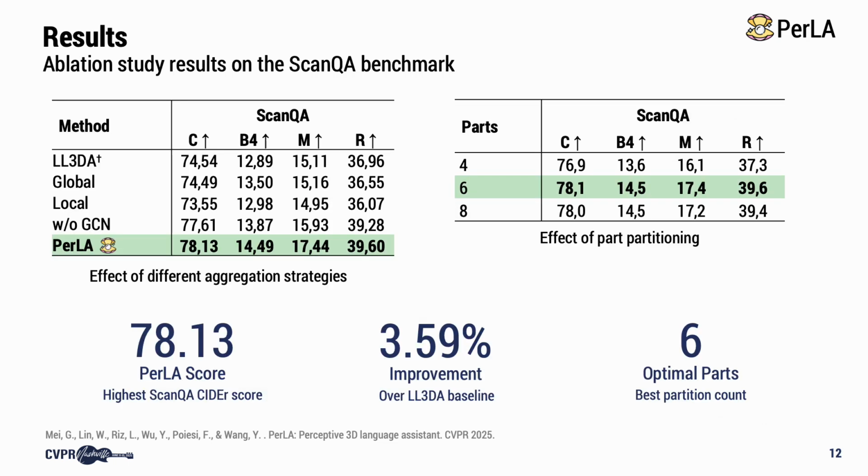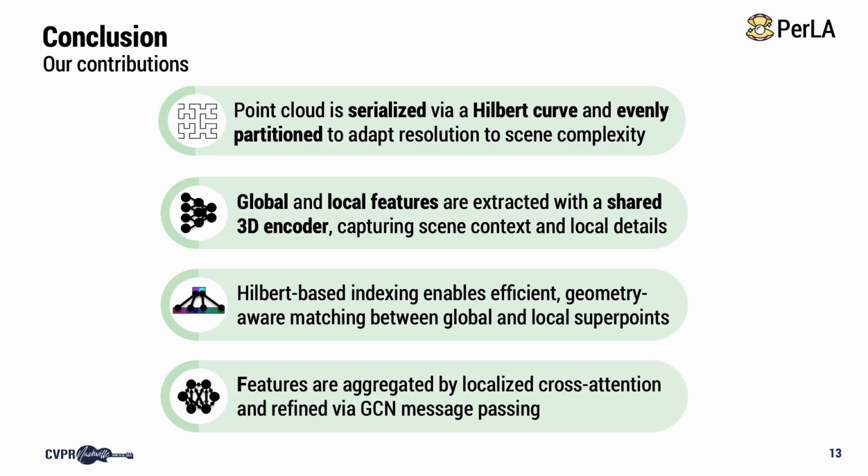We also conducted ablation studies to validate the contribution of each module. Removing GCN or isolating local and global features results in noticeable performance drops. Furthermore, we experimented with different partition counts and found that 6 parts offer the best trade-off between detail preservation and computational cost. To summarize, PerLA extracts both global and local features via a shared 3D encoder.